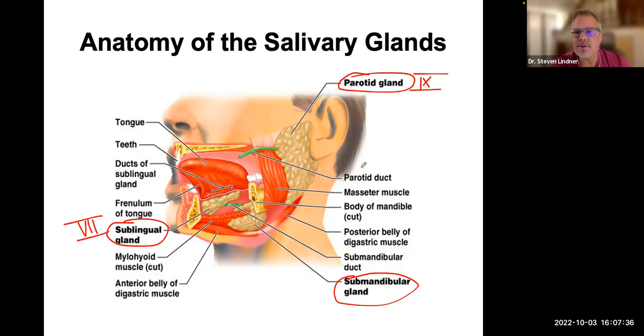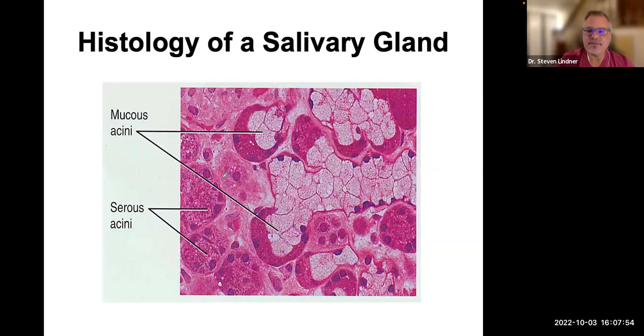And just wanted you to see the parotid duct right here. And then you could see the submandibular duct right here. The ducts are obviously needed to get the secretions into the mouth to help to break down the foods.